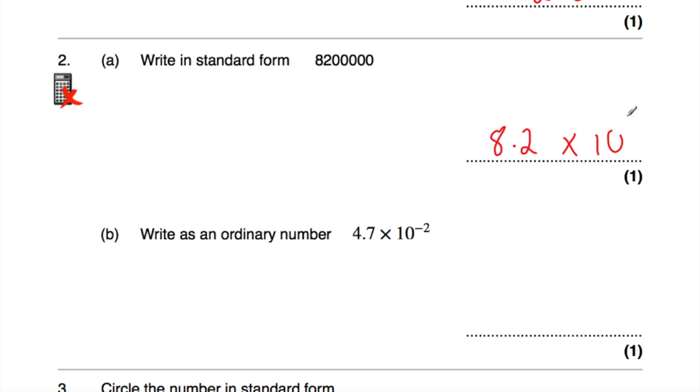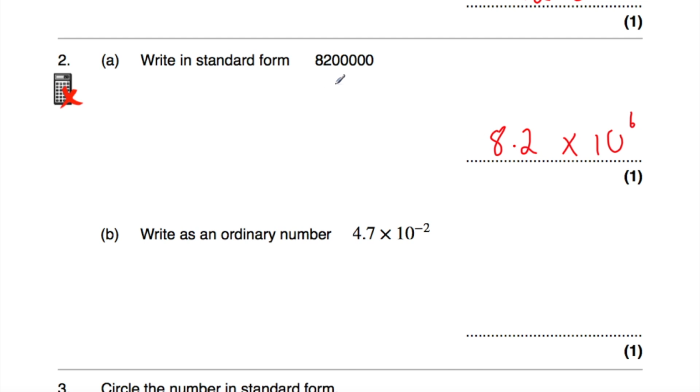Now we just need to figure out the power. Okay, so let's consider how many columns we would need to move these digits to the left. So here we've got the 8, which is in the units, so the ones column, and if it was here in the units or 1 columns, we'd need to move it 1, 2, 3, 4, 5, 6 columns to the left. So it'll be times 10 to the power of 6.